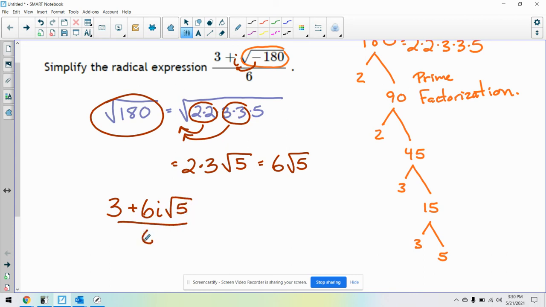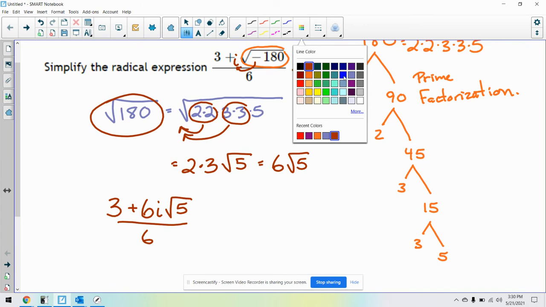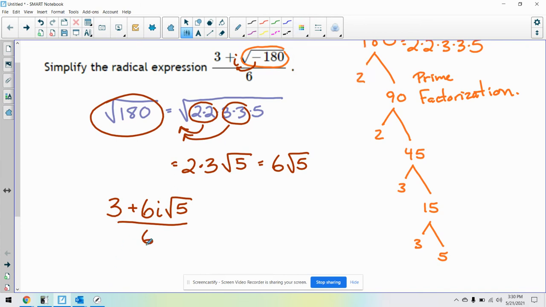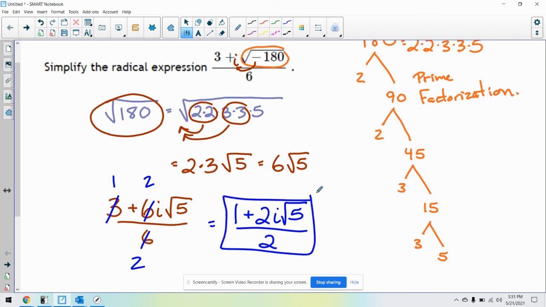over 6. Now, the last step: I have 3, 6, and 6. They're all divisible by 3. 3 goes into 3 one time. 3 goes into 6 two times. 3 goes into 6 two times. So the final simplified form is 1 plus 2i root 5 over 2. And that's going to be your answer.